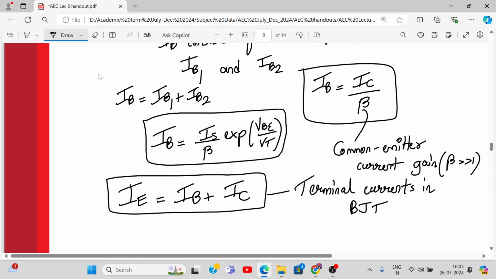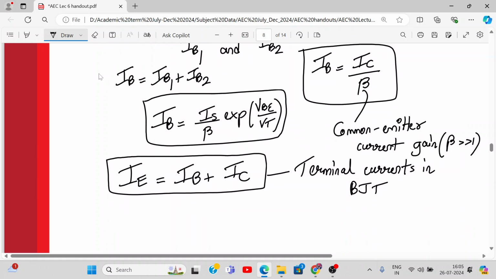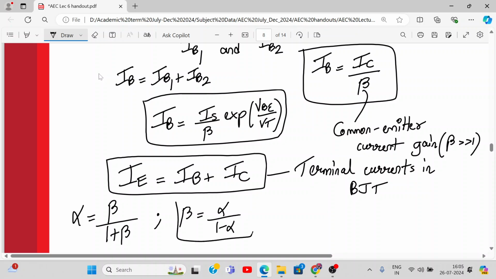In the exam, we can ask you to derive the relationship between alpha and beta. I think we derived it today, right? Alpha is beta upon 1 plus beta. If I want to prove it the other way around, beta is alpha upon 1 minus alpha. This you prove on your own; I left it as an exercise. Next time when we meet, we will start with the input output characteristics in different configurations of BJT.